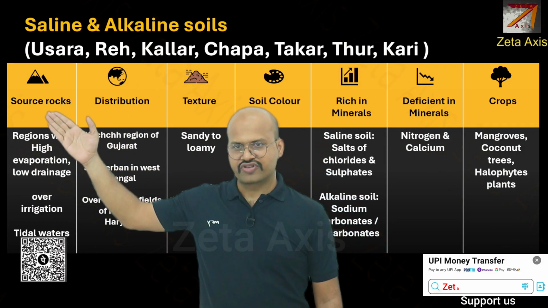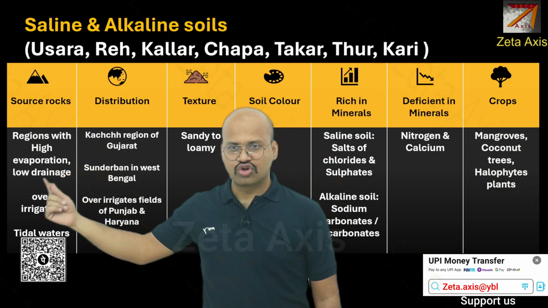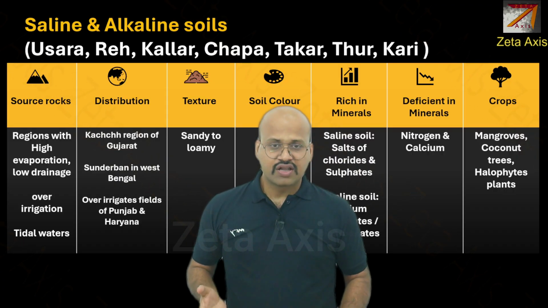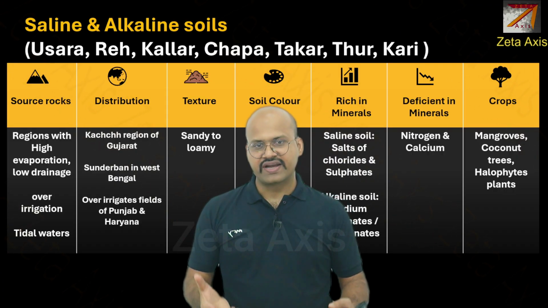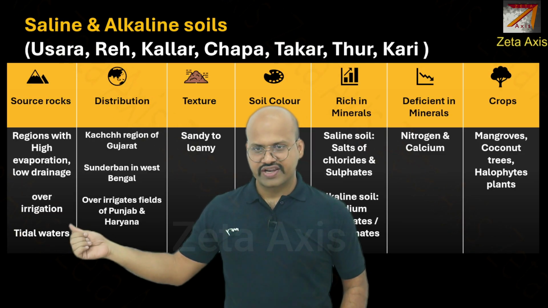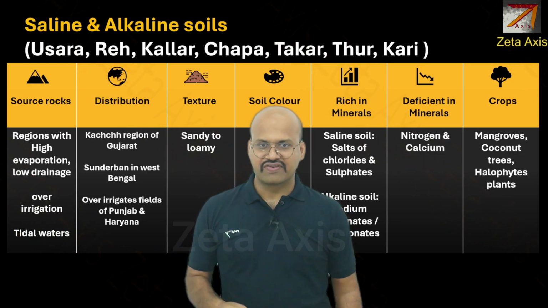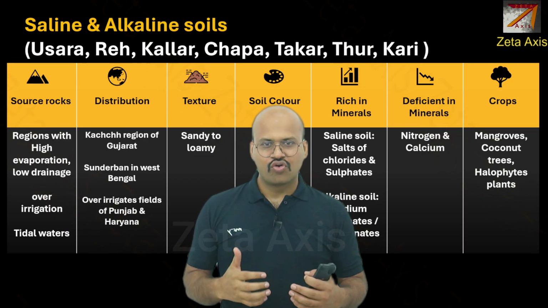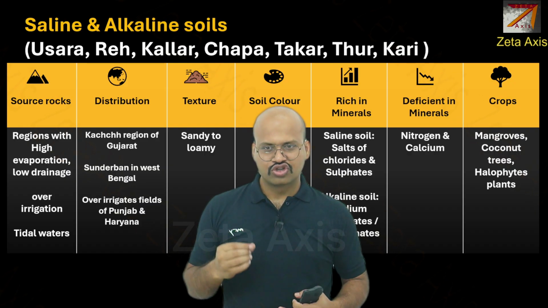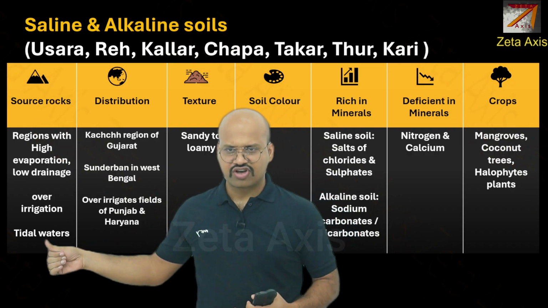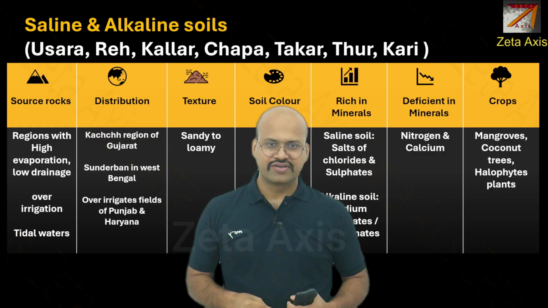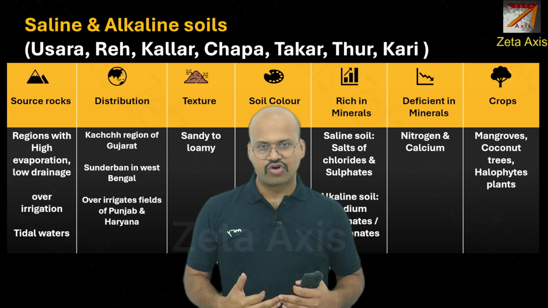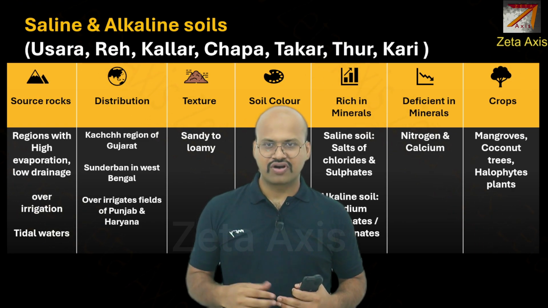The source of saline soil is regions with high evaporation and low drainage. Whenever there is a basin or a depression, water will collect. This water evaporates and leaves behind salts. Over-irrigation is also a cause, because when we give a large amount of water, like in rice or paddy farming, the water over time will evaporate, leaving behind salts. Tidal waters are also a cause of saline and alkaline soils, because they bring sea water onto the land, and when the water evaporates, it leaves behind a large amount of salts.